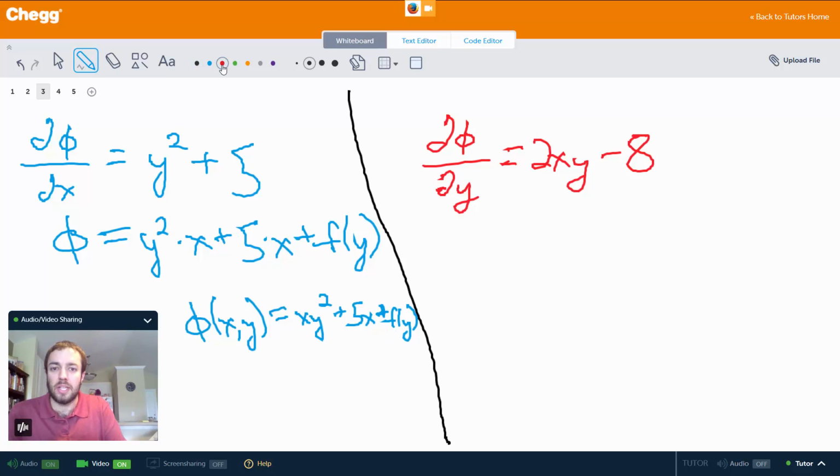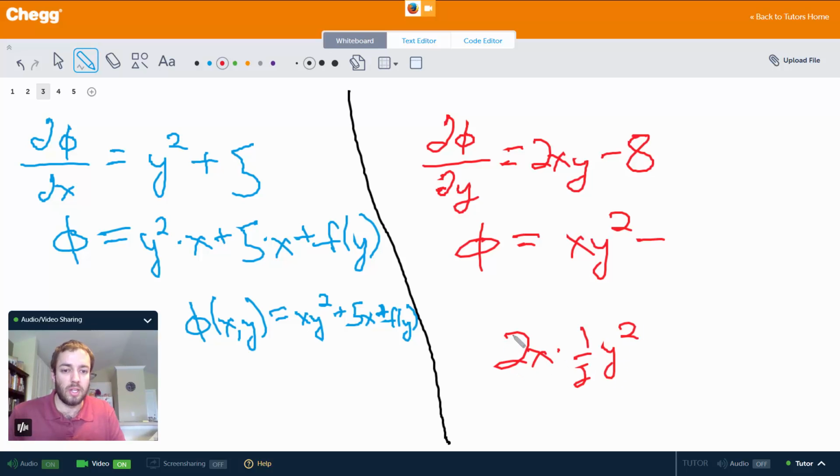Now what happens over here on the other side? Now we're going to integrate both sides with respect to y. When we integrate on the left, we just get the function phi back. What happens when we integrate on the right? Well, 2xy, if we integrate that with respect to y, we get xy squared, because 2x is really a constant multiple, so it's 2x times 1/2 y squared, and then the 2 and the 1/2 cancel, leaving us with just xy squared.